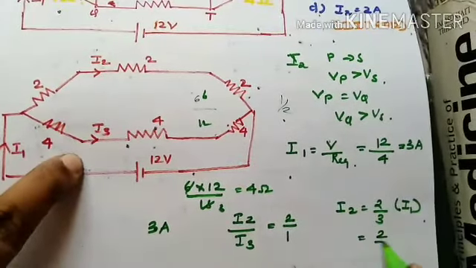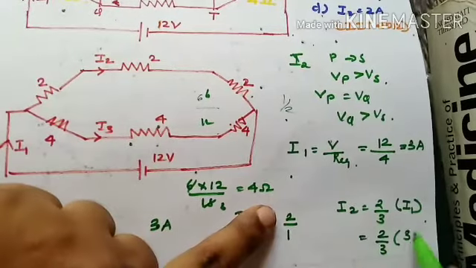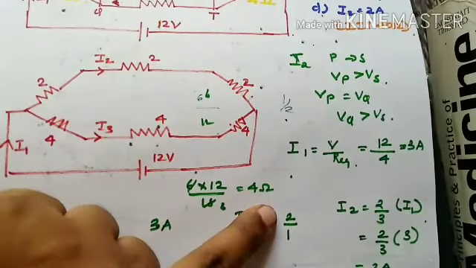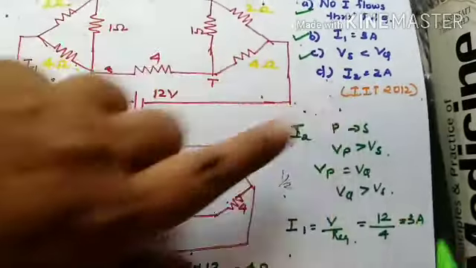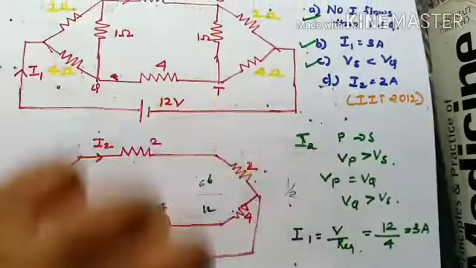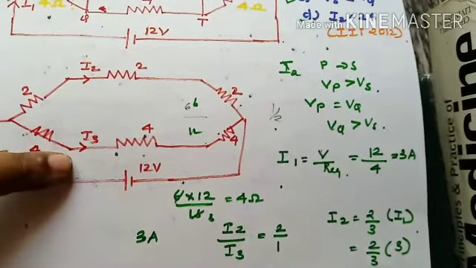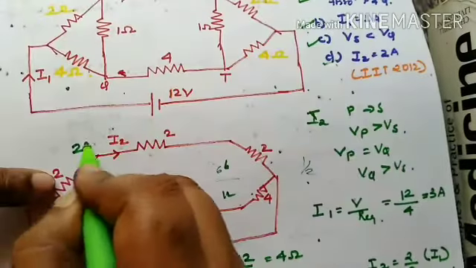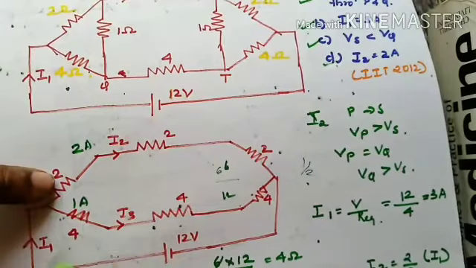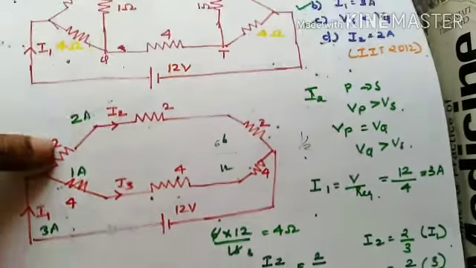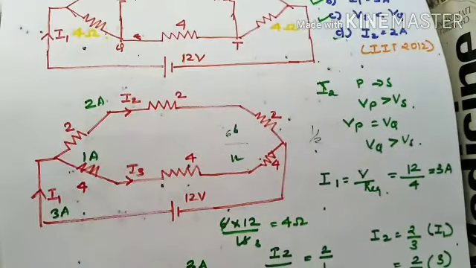So 2/3 of I1, which is 3 ampere, is 2 ampere. So I2 is 2 ampere. So this is also correct. If I2 is 2 ampere, how much current is flowing through here? 1 ampere. Here if 2 ampere is going, here will be 1 ampere, and this is totally 3 ampere. Clear? This is a common sense section, guys. Clear?